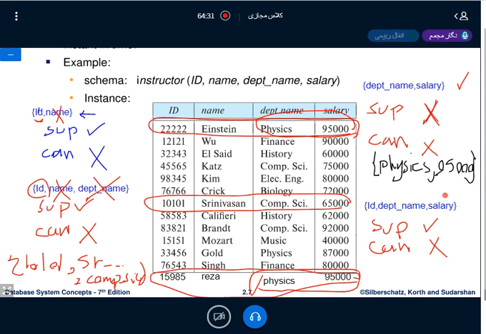No, it's not a candidate key because I can omit salary and I can omit dept name, and just with the ID, I can find the unique tuple.